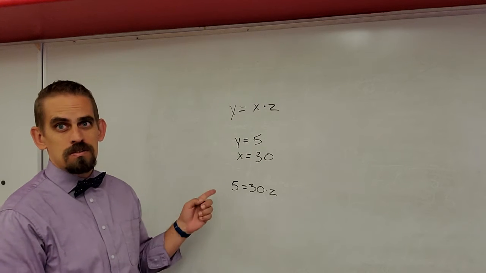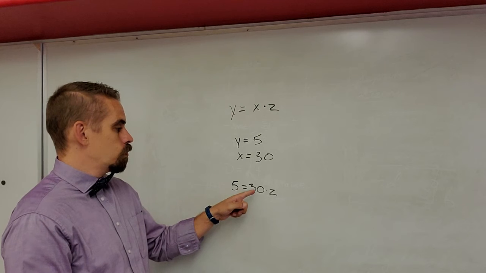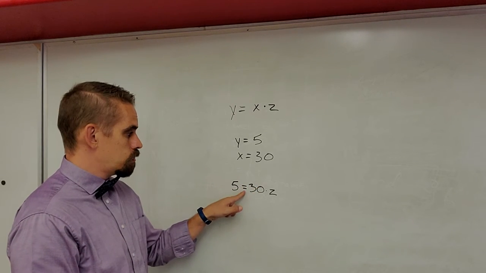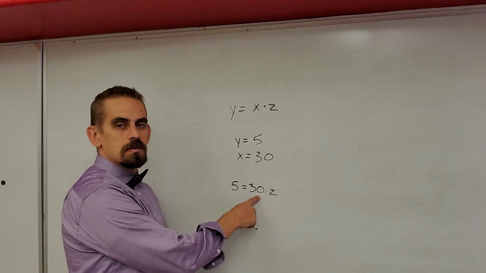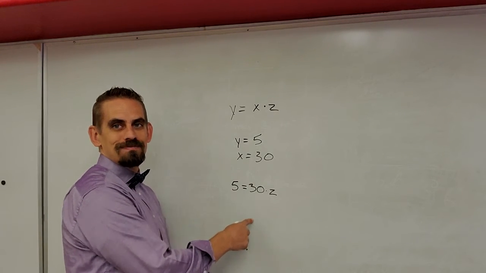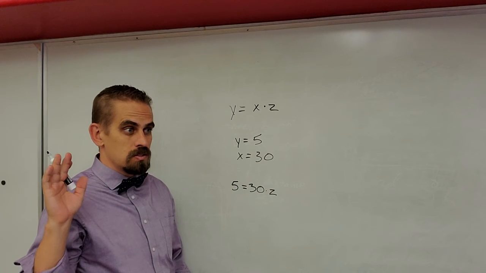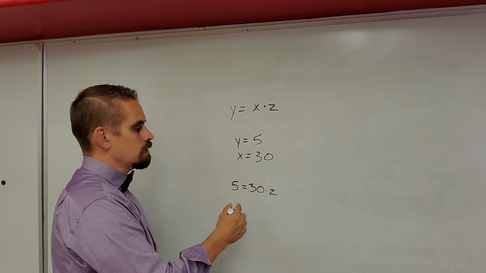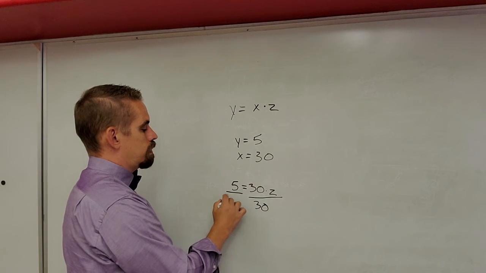Okay, remember, and this is very, very important to remember. Whenever you want to bring a number to the other side of the equal sign, you do the opposite function. So right here, it's being multiplied times z. What's the opposite of multiplication? Any answers? Division. That's right. Opposite of multiplication is division. So I'm going to divide by 30. Divide by 30.